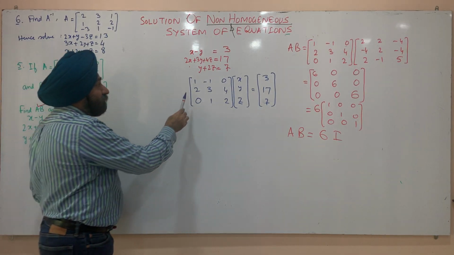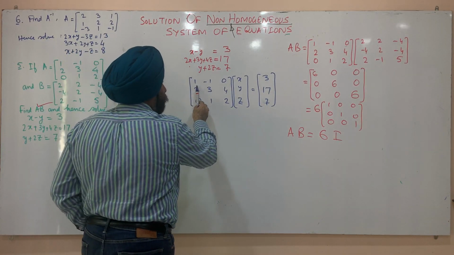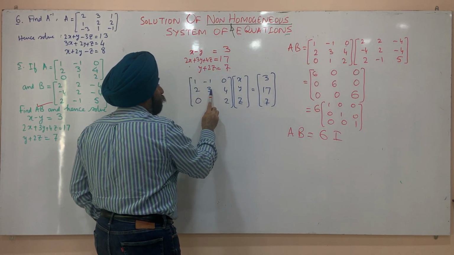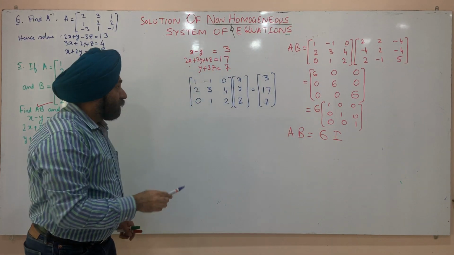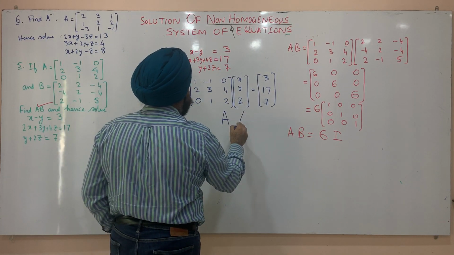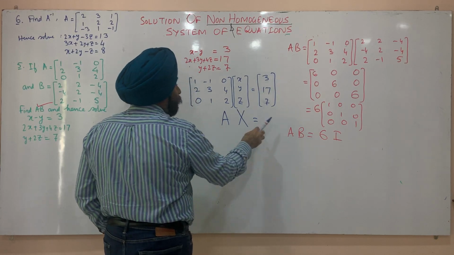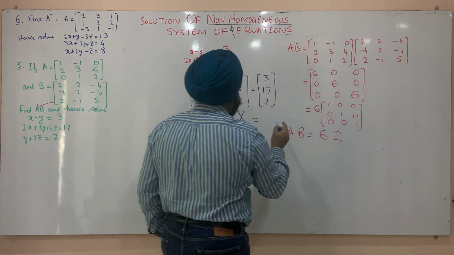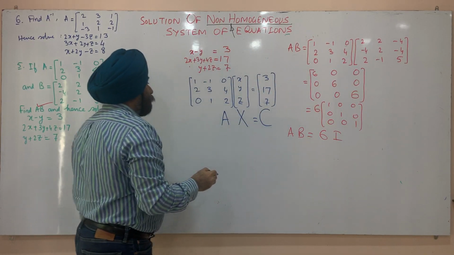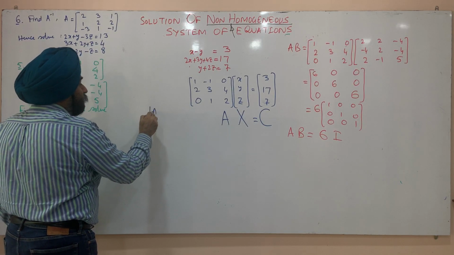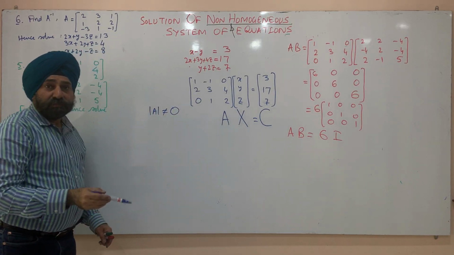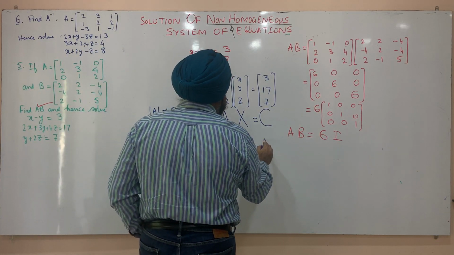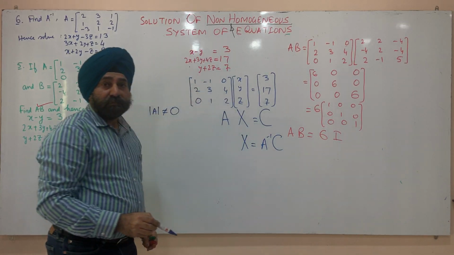Now what is this matrix? If you observe, this is the given matrix A. We have 1 minus 1 0, 2 3 4, 0 1 2. So we can say this is A into X. Normally we write AX is equal to B, but here B is this matrix, so let us call it C. We find the determinant and check that the determinant of A is not equal to 0. Then how do we get X? X is A inverse into C.